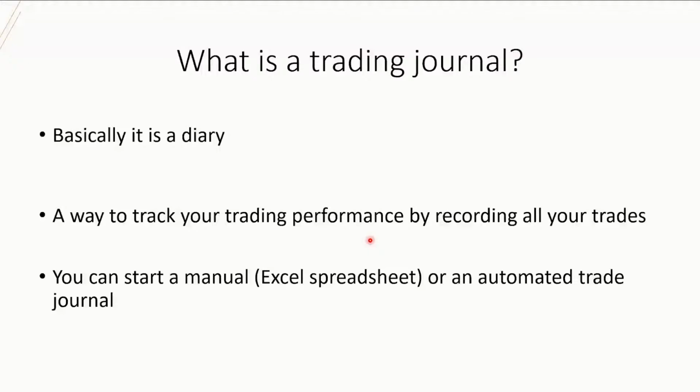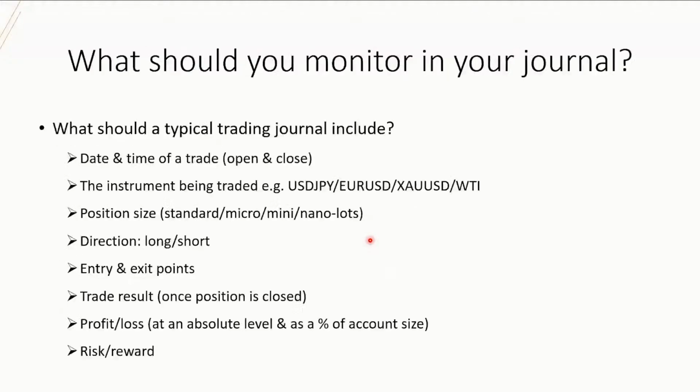You can use either a manual trading journal, which is basically an Excel spreadsheet, or you can use an automated journal, which are available online. The majority of them are subscription based. So depending on what you're looking for, you could subscribe to a relatively cheaper monthly payment, or you could get something with all the bells and whistles that would cost you a little bit more. Okay, so what are the items that you should monitor in your journal?